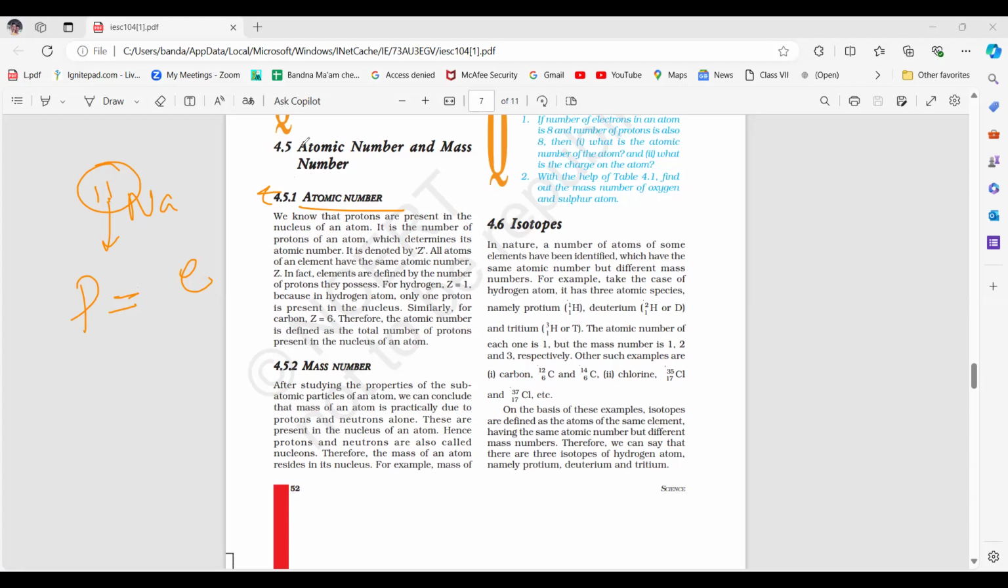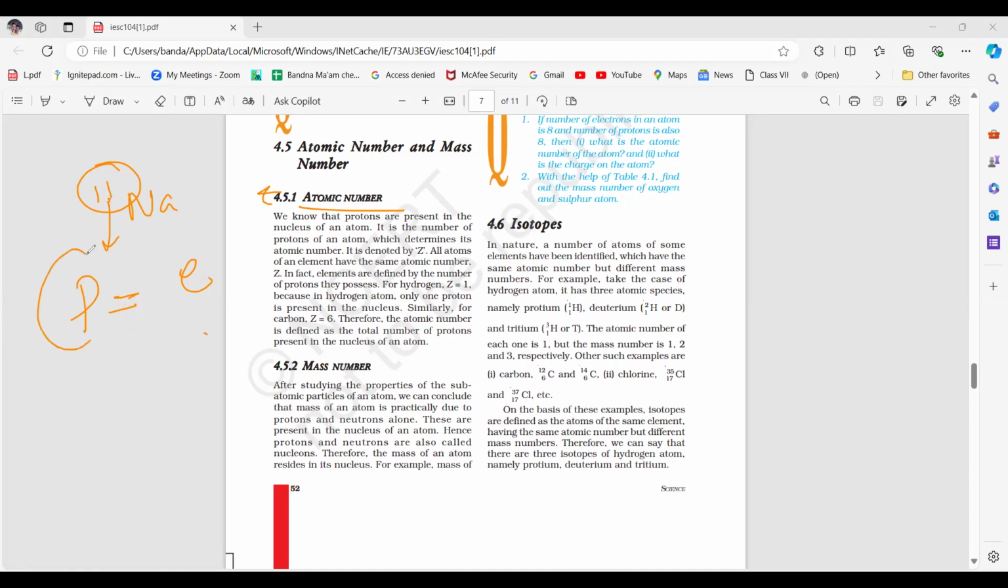Atomic number is the total number of protons. Correct. But if I'm talking about the electrons also, the electrons will be equal in number to the protons. Why? If they are unequal, then it will come under the category of ions, either cation or anion. So they should always be equal.